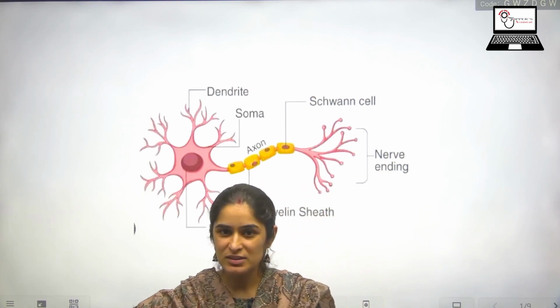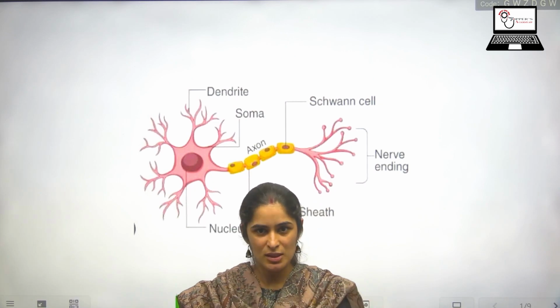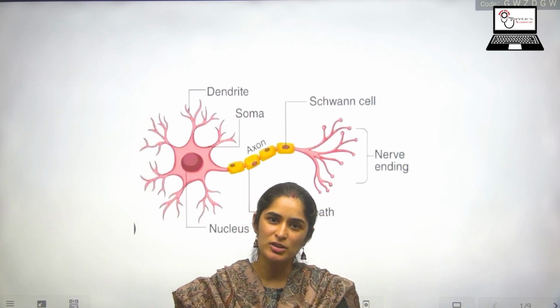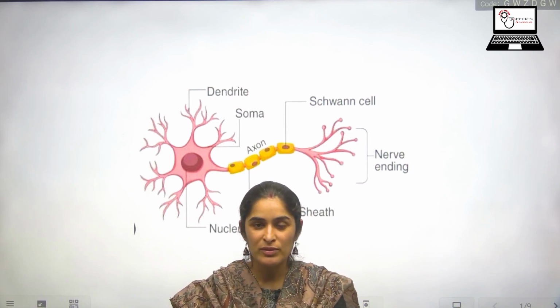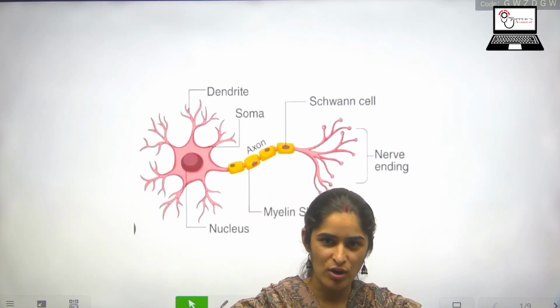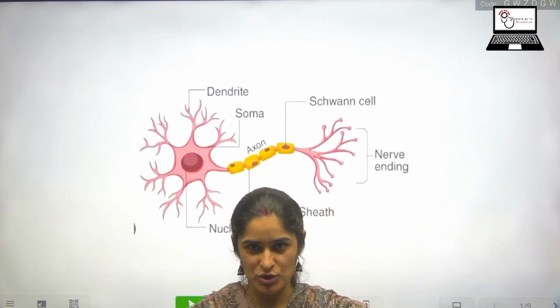Today we will discuss our 21st chapter of the NCERT of class 11, that is neural control and coordination. And in today's video we will discuss the structure of a neuron, generation of electrical impulse and synapse formation.